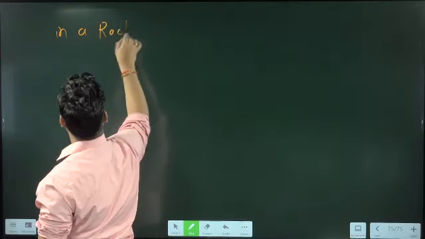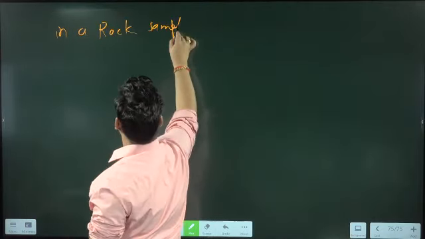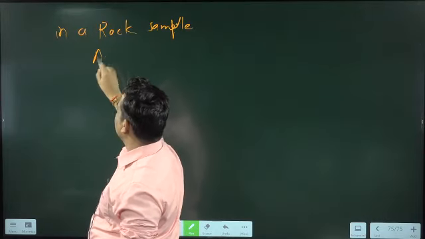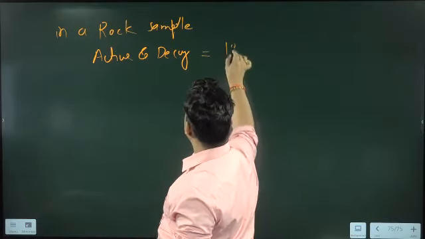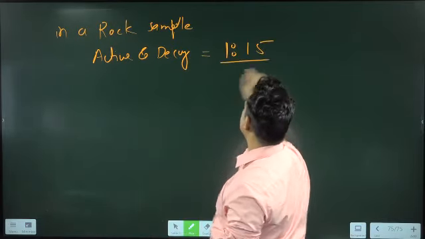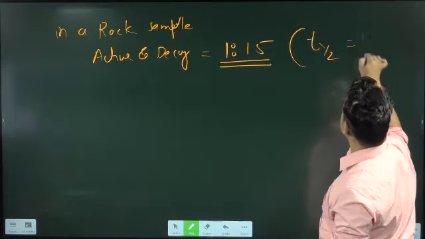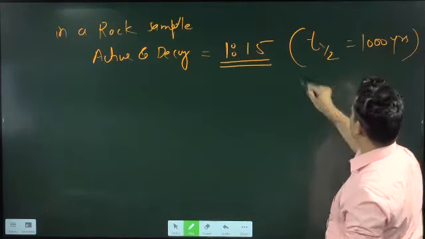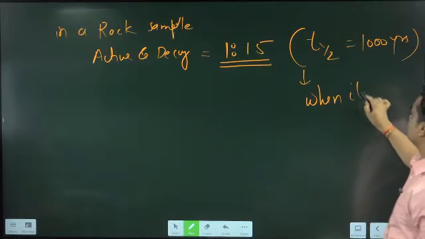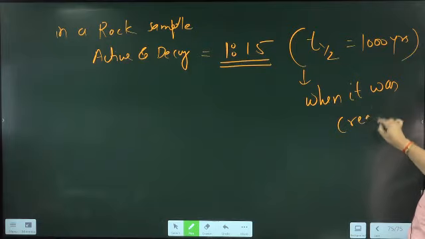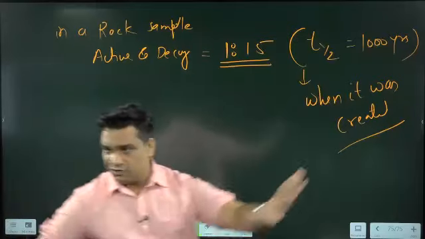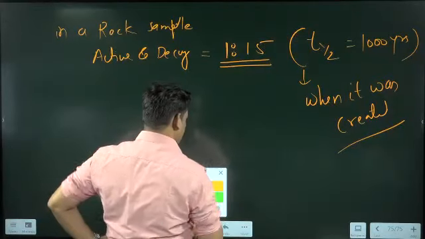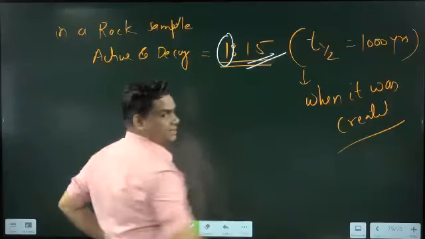They can say, in a rock sample, the active and decay fraction, or decay ratio, is 1:15. T half is 1000 years. When it was created, means 1:15 is the active and decayed ratio. Means out of this, 1 is the active and 15 is the decayed here.